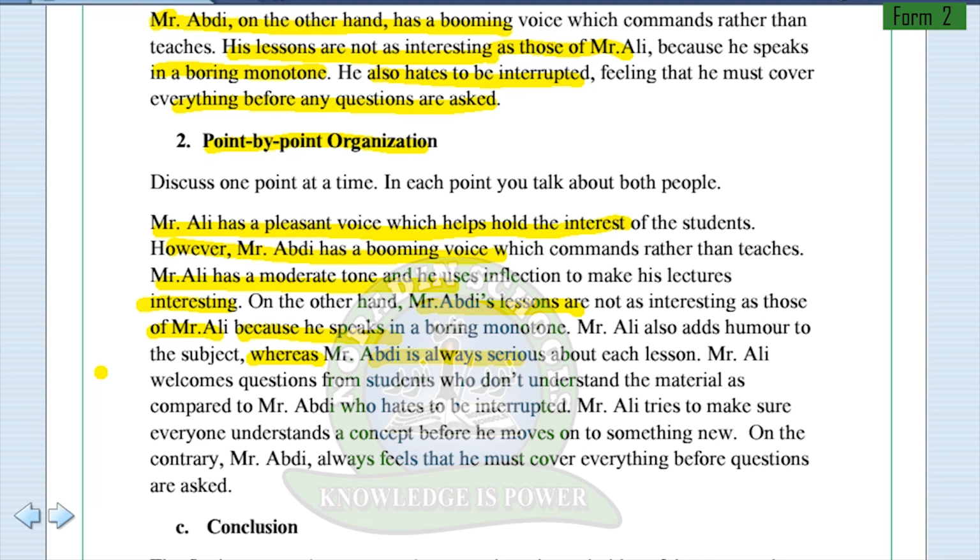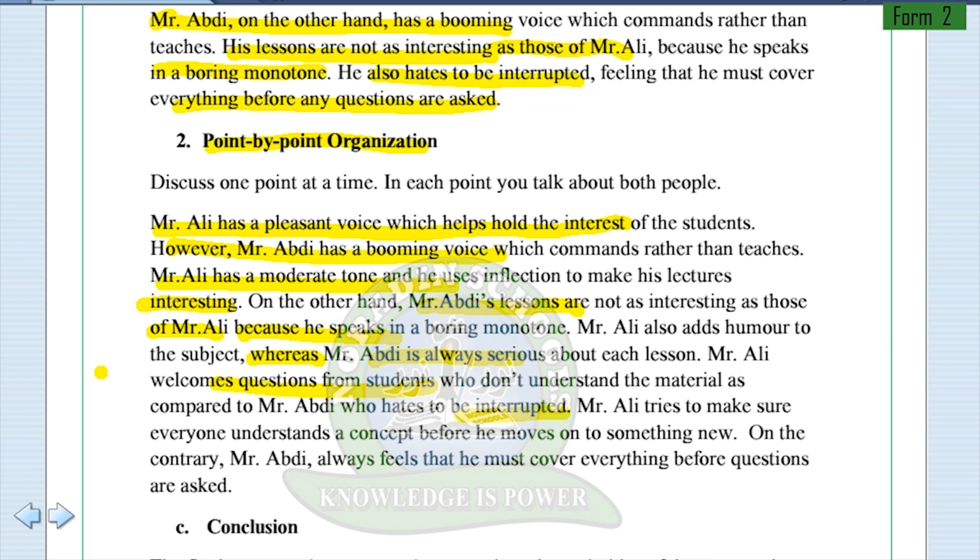Mr. Ali again welcomes questions from students. That means he's not afraid of the questions. Some people don't like to be asked questions and they say that's enough, we will talk about it later. So he just welcomes every question that comes from students. Mr. Ali welcomes questions from students who don't understand the material, as compared to Mr. Abdi, who hates to be interrupted.